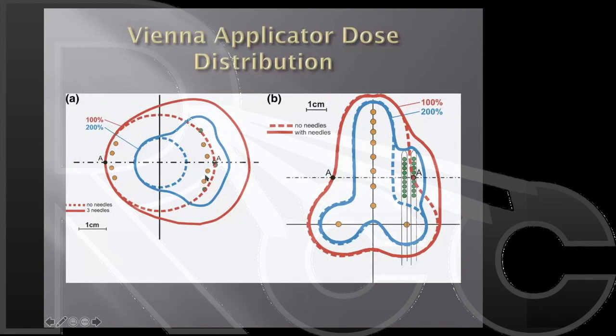The ring actually has a series of holes in it that you can place needles through, and you can see how nicely you can expand your isodose curves if you've got parametrial extension on one side that's over 2 centimeters from the tandem. The only way you're really going to dose that well is with needles.